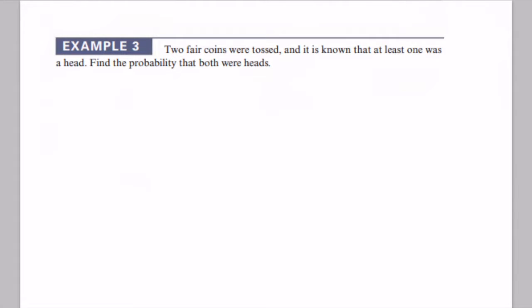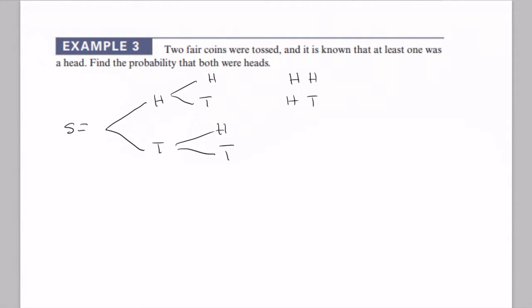Okay, so we need two fair coins were tossed and it is shown that at least one was a head. Find the probability that both were heads. Okay, so our sample space is head-head, head-tails, tails-head, tails-tails.